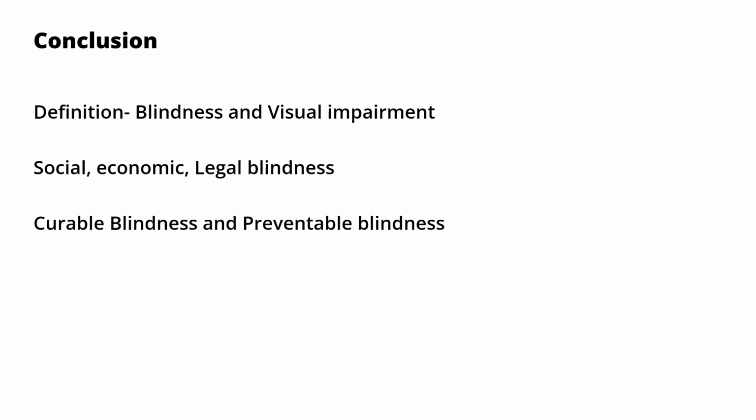Now, in conclusion, you need to know the definition of blindness and visual impairment. You need to know what is economic blindness, social blindness, and legal blindness, and curable blindness, preventable blindness, and avoidable blindness, and the causes of blindness.